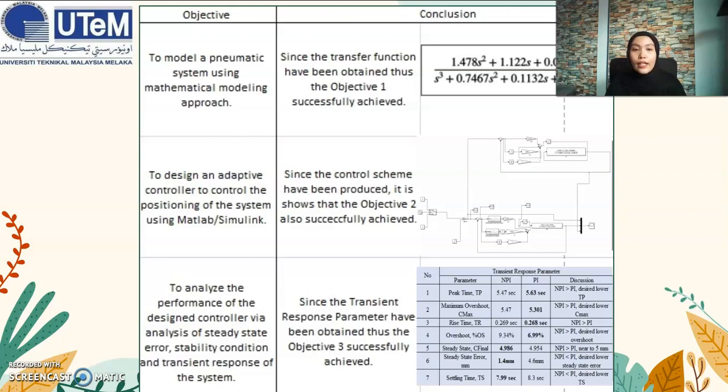Third, to analyze the performance of the designed controller via analysis of steady-state error, stability condition, and transient response of the system. Since the transient response parameters have been obtained, objective three is successfully achieved. So as a conclusion, all the objectives have been achieved.